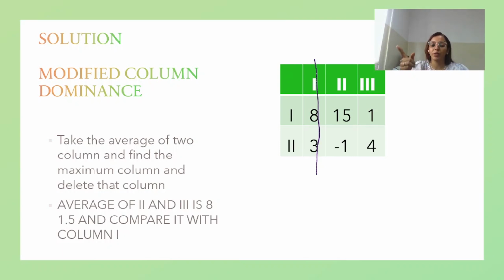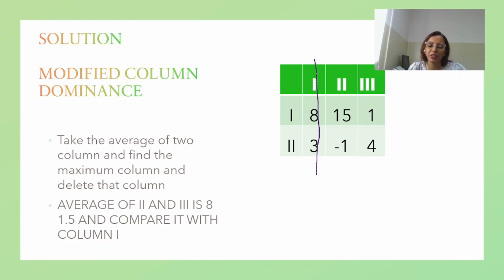15 plus 1, that will be 16. 16 divided by 2, that will be 8. Right, then on the left side we have written 8, minus 1 and 4, that will be 3, right, and 3 upon 2, that will be 1.5. Now compare the average of the second and third column with column number 1. We will find that column number 1 has the maximum value compared to the average of second and third.